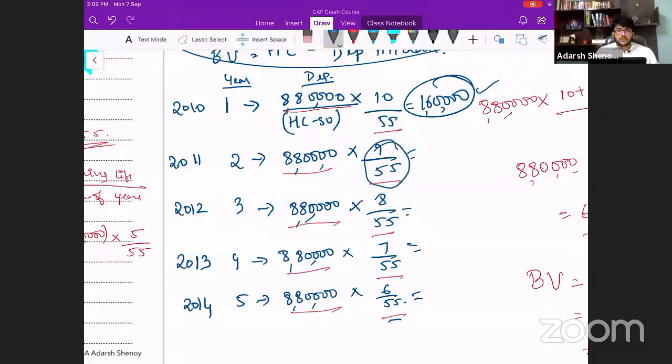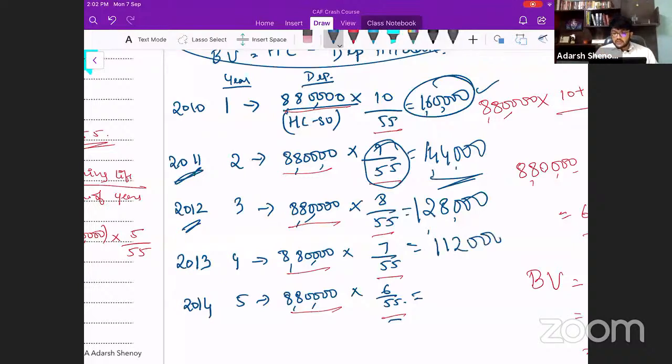9 by 55 into 8,80,000 is 1,44,000. That is the depreciation for the second year, which is 2011. 1,28,000 is the depreciation for the third year, which is 2012. They did not ask us to do all this, I'm just giving you information. 1,12,000 is the depreciation for the fourth year, which is 2013. And 96,000 is the depreciation for 2014.